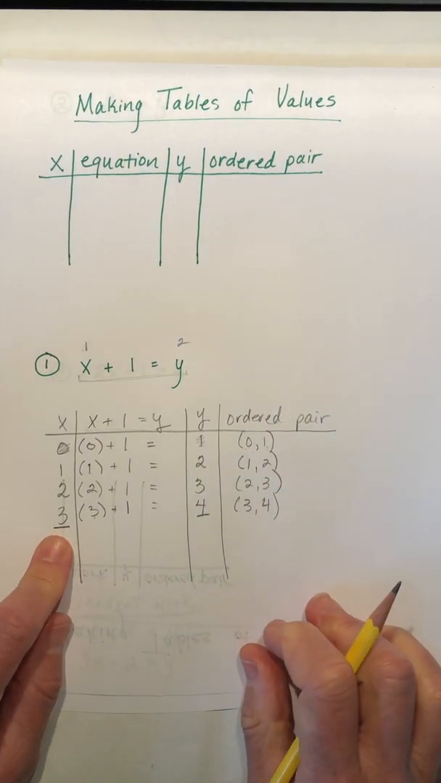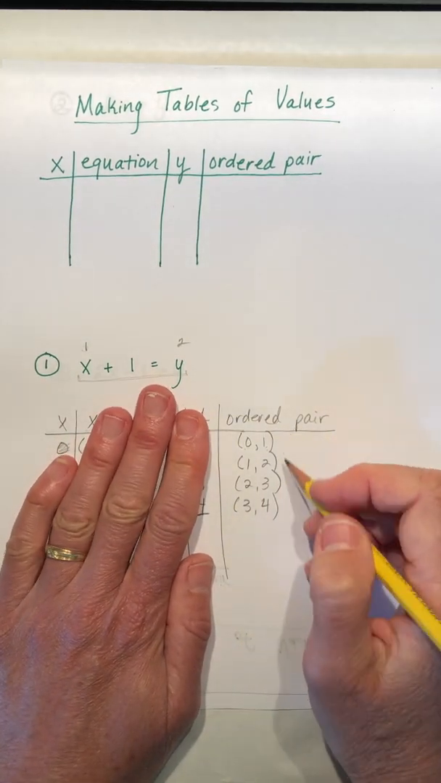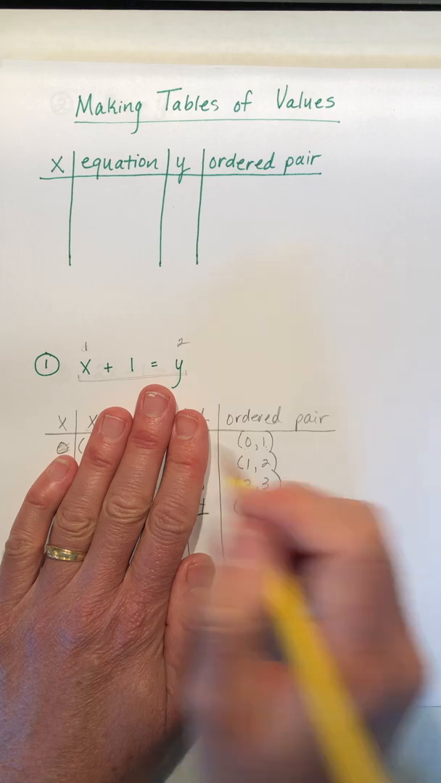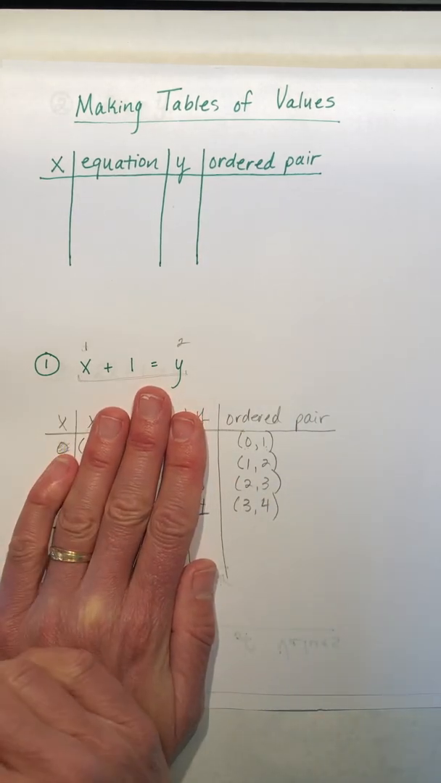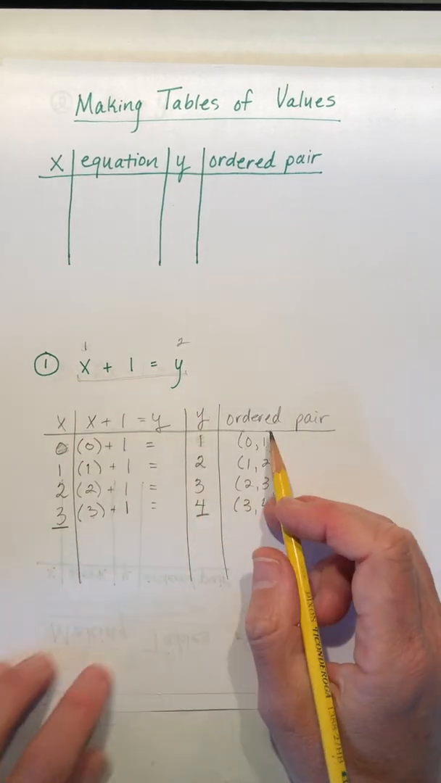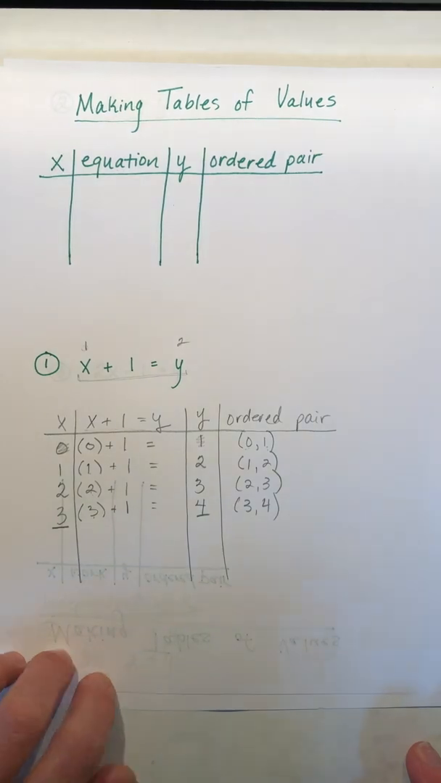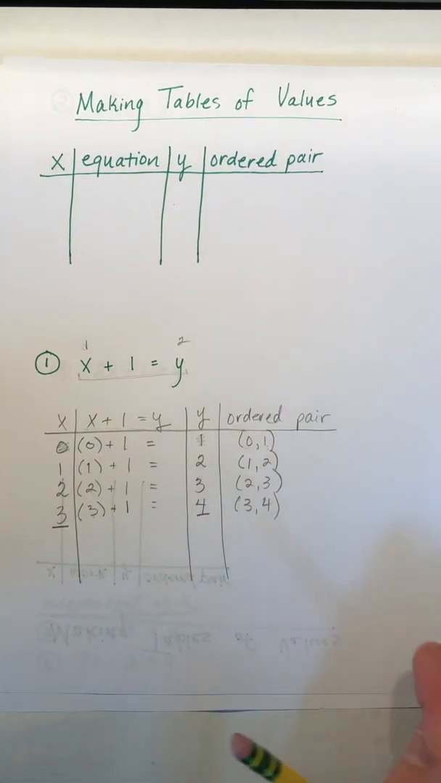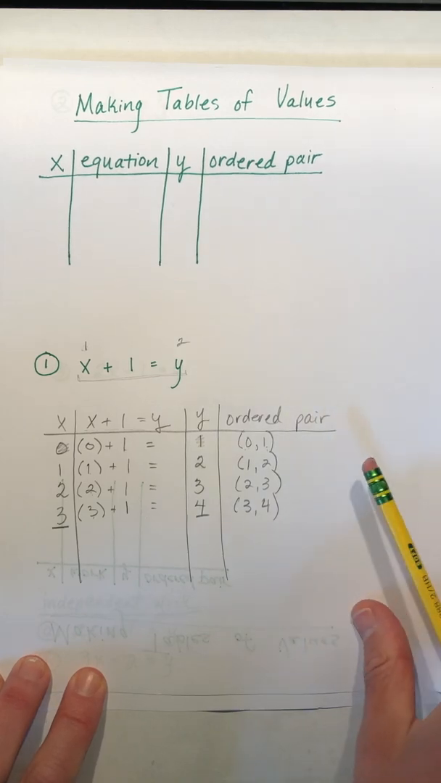So remember when we were checking solutions to equations? We could choose any of these 4 ordered pairs. We could substitute them into that original equation, and they would make the equation true. So this is just one small subset of all the pairs of numbers that make that equation true. All right, take a moment and catch up with me if you need to.